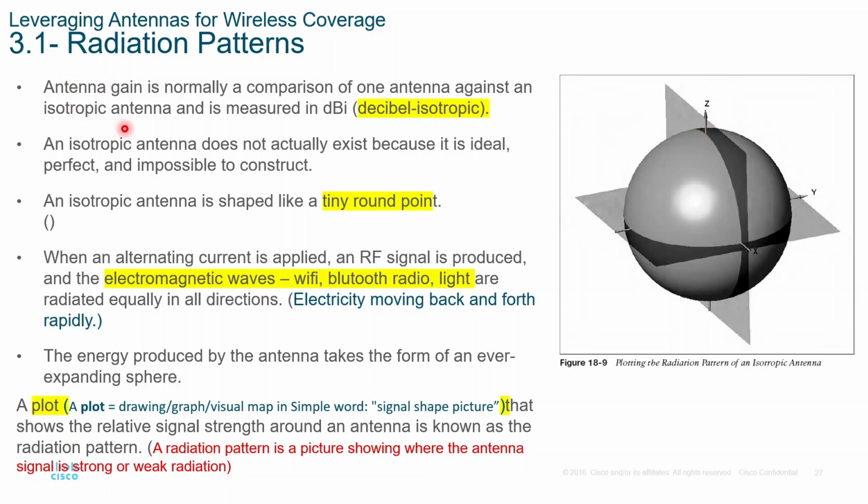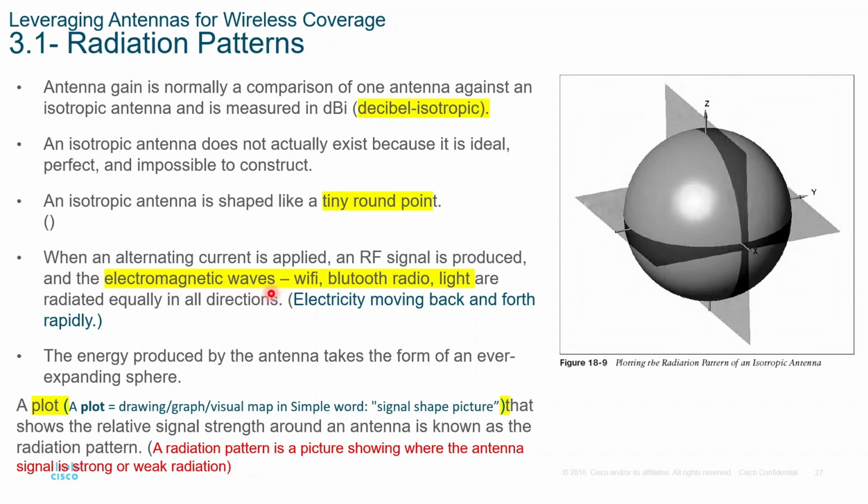I want to talk about the terms first, because it's hard to understand these words. Antenna gain means if the power is low, it will be more sphere-like, but if the power of the antenna is stronger, it will go in one direction. And then you have the dBi, which is this. Isotropic is ideal, because it's a perfect sphere. And the tiny round point is where the signal is being generated, and electromagnetic waves.